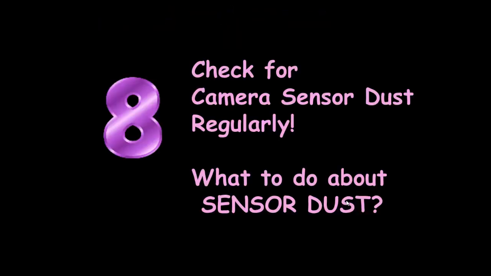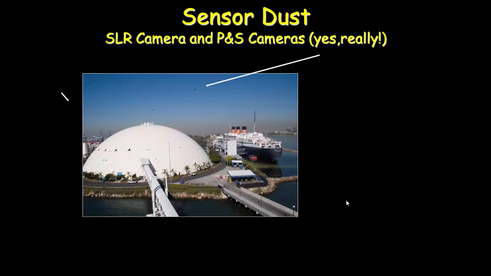Number 8 tip, check for camera sensor dust regularly. And what do you do about it? Well, sensor dust is a phenomenon associated with the sensor being an electronic device, and it attracts dust because it's electrostatic when it's on. These little dots at the end of the arrows here are spots of dust on the sensor, and every picture I take will have them.